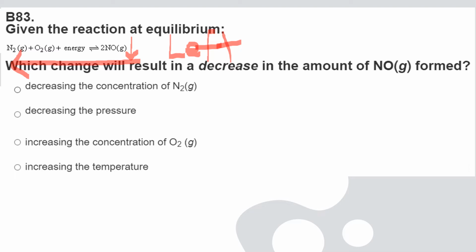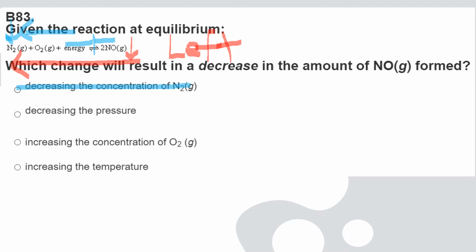So let's switch colors. What if I decrease N2? Well, if I decrease the concentration of something, the reaction is going to move toward that same side. Remember, the arrows are like the divider. So I have this side and I have this side, on either side of the divider. So if I decrease something, the reaction is going to shift toward that same side. So this one so far looks pretty good.